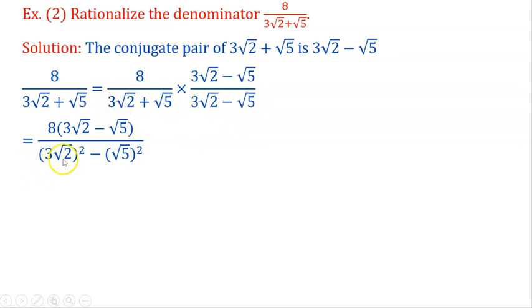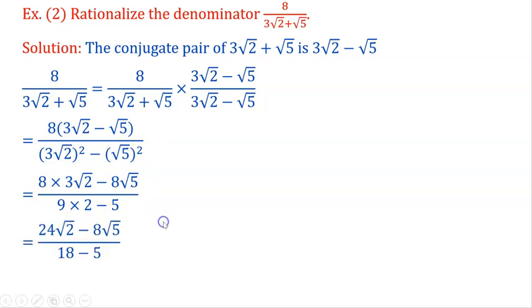Then you will get 3 root 2 bracket square minus root 5 bracket square. Next multiplication, that is 8 into 3 root 2 minus 8 into root 5. Now the square of 3 root 2: 3 square is 9 and root 2 square is 2, and root 5 square is 5. Next, 8 into 3, 24 root 2 minus 8 root 5. 9 into 2, 18 minus 5.